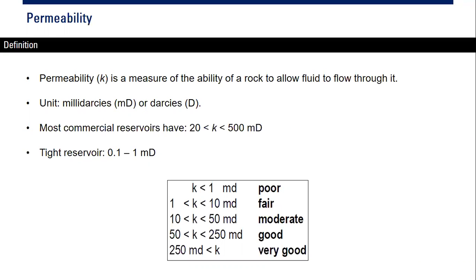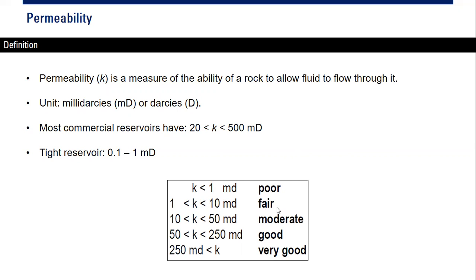Okay, permeability, or with the symbol K, by definition is a measure of the ability of a rock to allow fluid to flow through it. The unit is in millidarcies or darcies. Most commercial reservoirs have permeability ranging from 20 millidarcies to 500 millidarcies, where a tight reservoir has permeability of 0.1 to around 1 millidarcy.